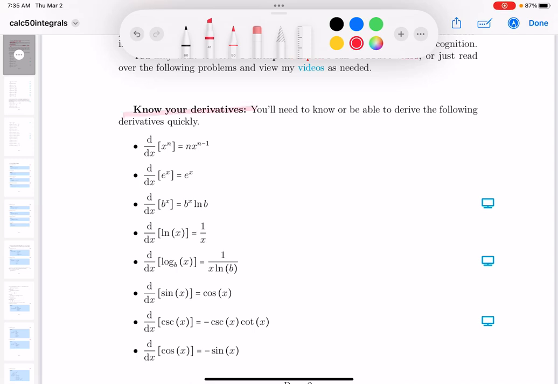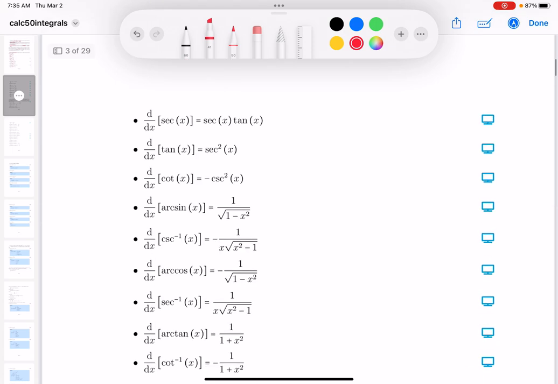Again, know your derivatives, and certainly we've been checking through these things over here, and I hope you're catching on to that. We either need to know those or be able to derive them quickly. So know or derive, know or derive, know or derive, know or derive.